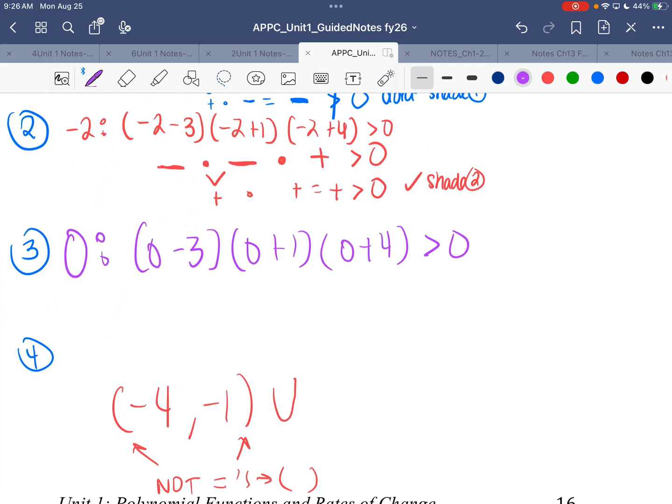Okay, 0 minus 3. Negative 3. Oh, wait, I said I don't care about the number. Okay. Times 0 plus 1. Positive. Times 0 plus 4. Positive. Well, what does this end up with? A negative. And a negative is not bigger than 0, so no shade.